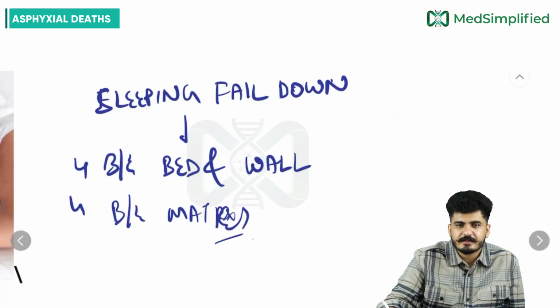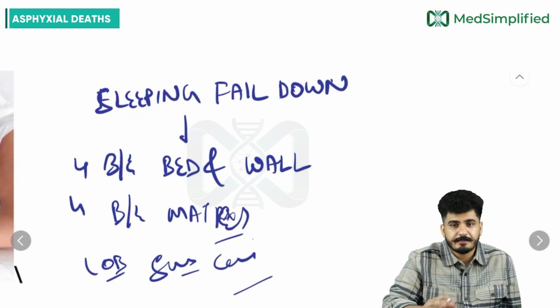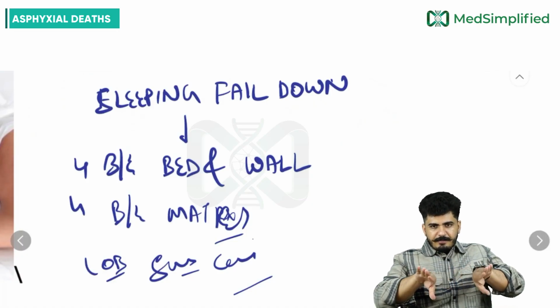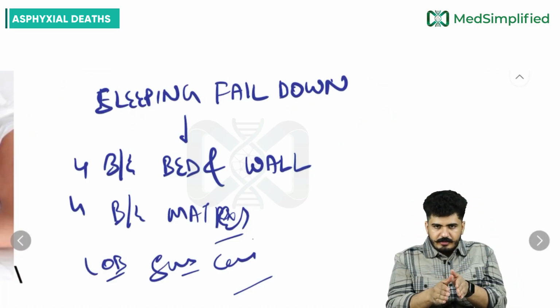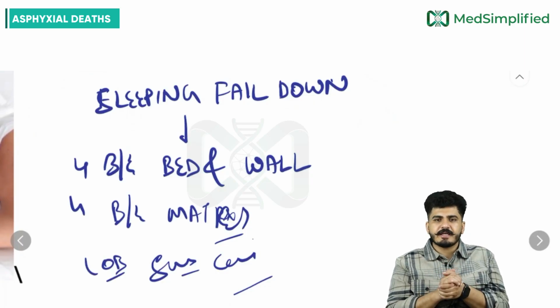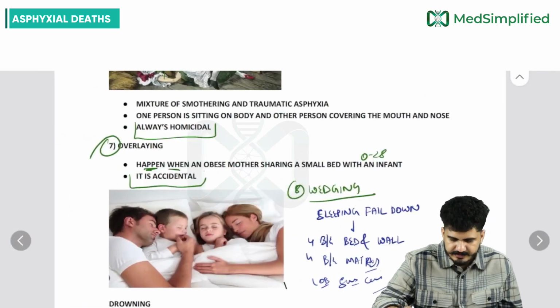Can be between two mattresses. The cause of death will be suffocation and compression. The baby is sleeping on the bed. There is a gap between the beds. The baby falls into that gap and there will be compression. So this is again accidental.